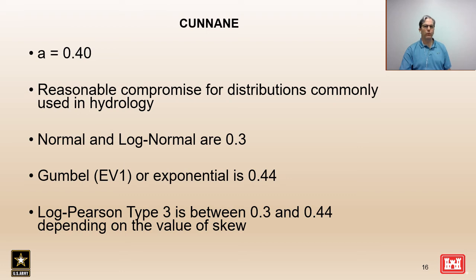When the skew value gets relatively large, either a large positive value or a large negative value, the log Pearson type 3 distribution behaves more like an exponential distribution, which would have an A value of 0.44. So the proposed value of A of 0.4 lies somewhere in the middle of 0.3 and 0.44, which is the rationale for it being a reasonable compromise.